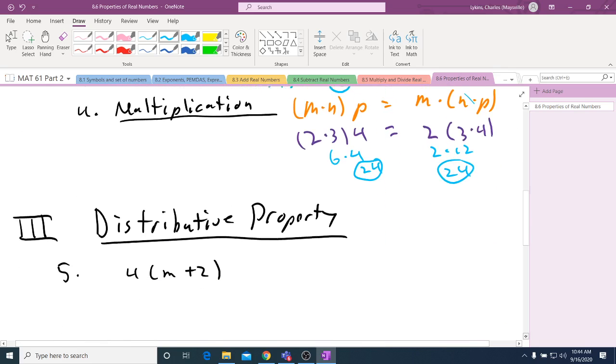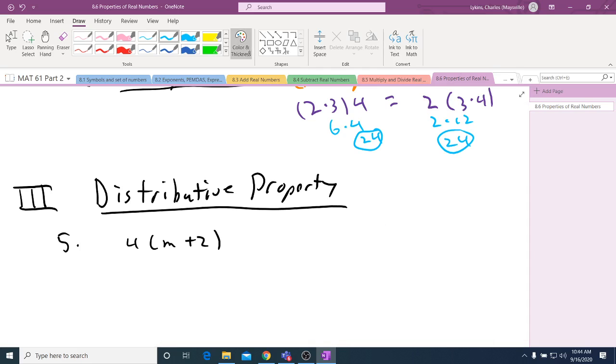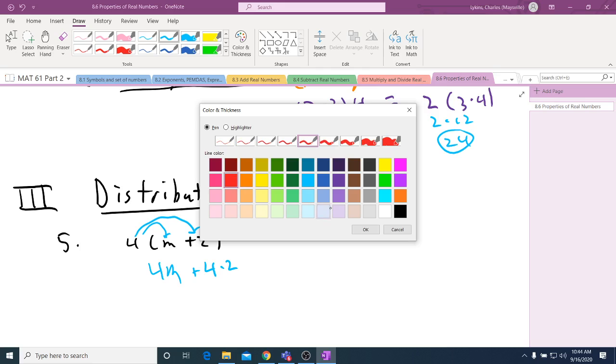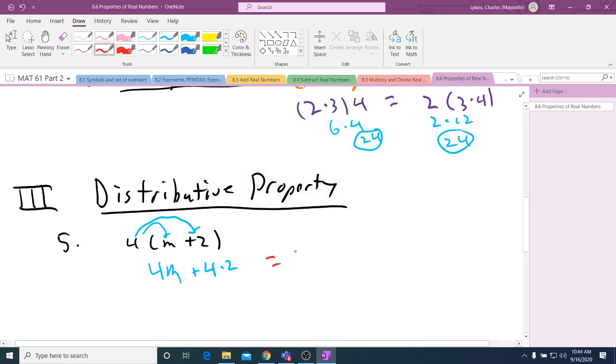Distributive property. Most of us already have seen this. All the distributive property means is whatever's outside of the parentheses gets distributed in the parentheses by multiplying. So 4 times m is 4m. Then I'd say plus 4 times 2. So my answer is, well, 4 times m, we don't know what m is, so it's 4m. And 4 times 2, since that's positive, it's plus 8.